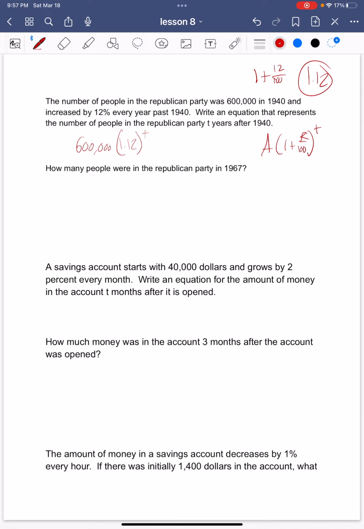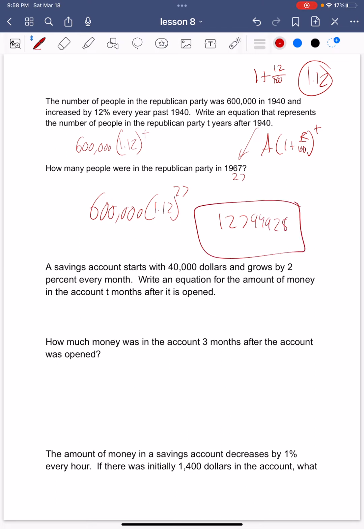How many people were in the Republican Party in 1967? Well, how many years past 1940 is that? That's 27 years past 1940. So we just plug in 27 for T. Now, using our calculator, we could get an approximate value for this. It's going to be 127,94928 is our approximate value.